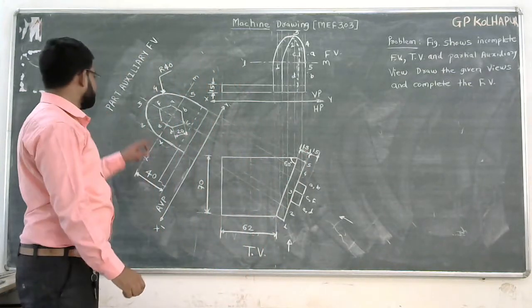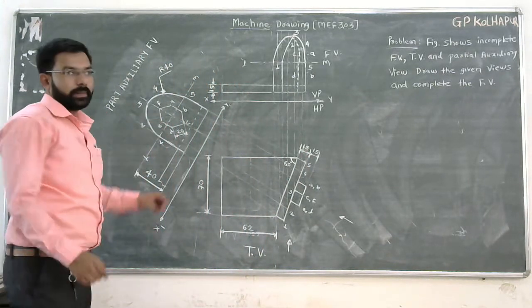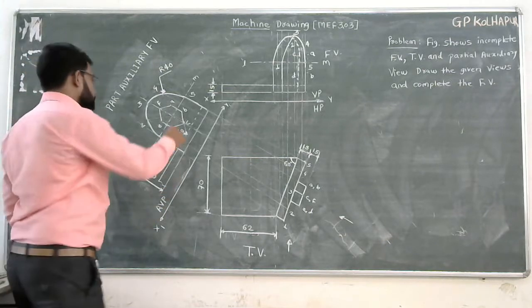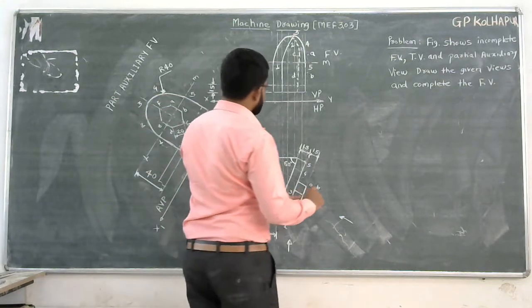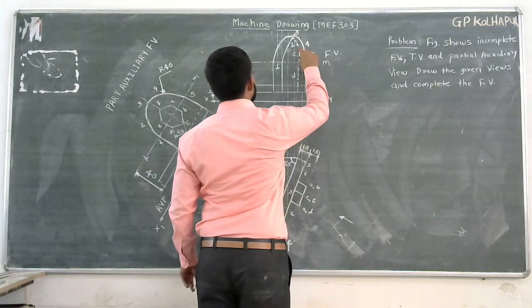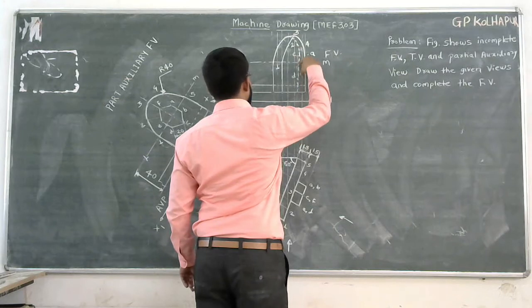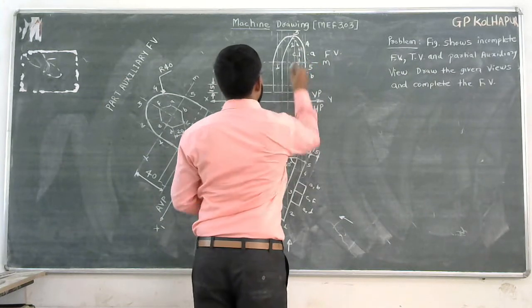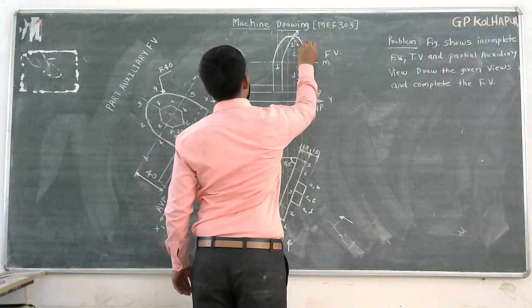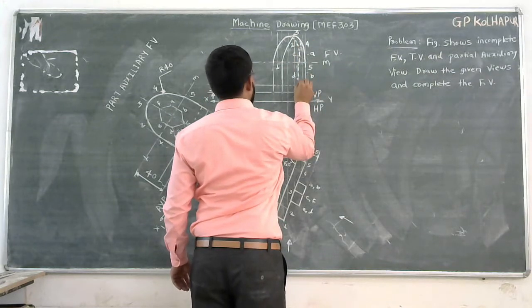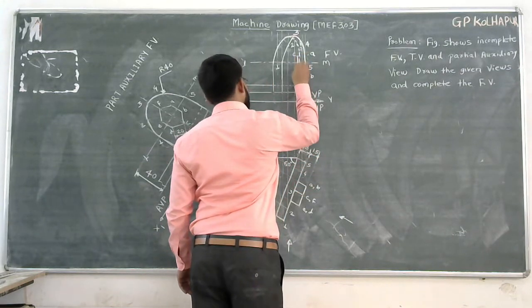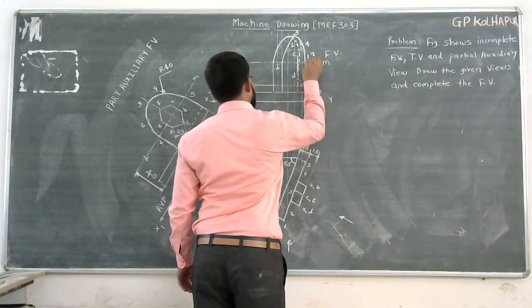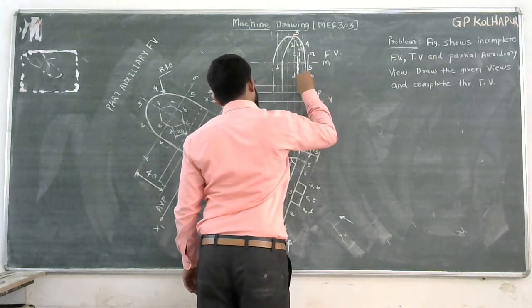Now next are points F and C. F and C are at the same distance. So take the distance of point F from LM on the projector of F and C. Mark this point. At this point, point F will lie. At this point, C will lie. Now you have to join these by a dark line.